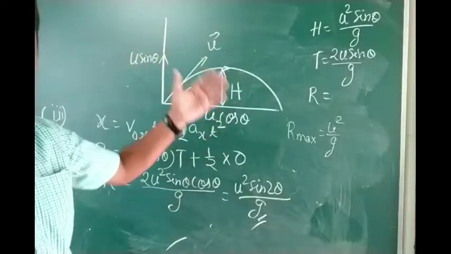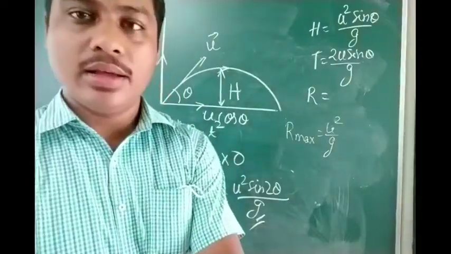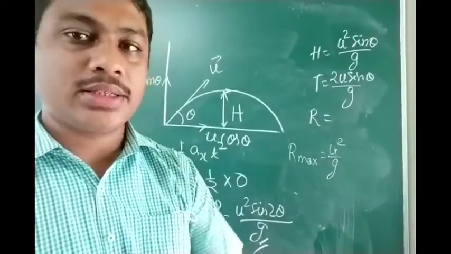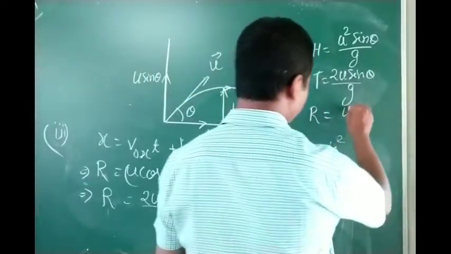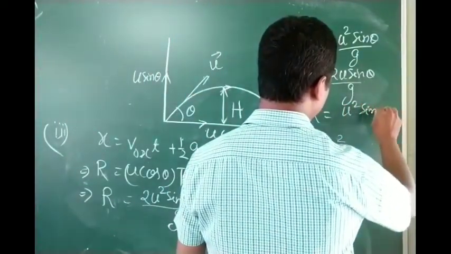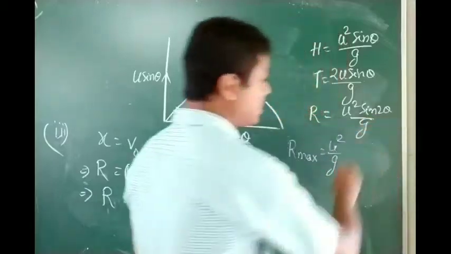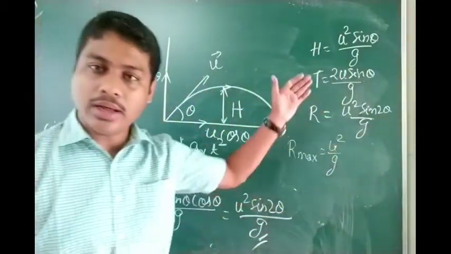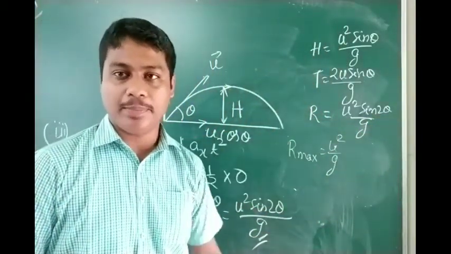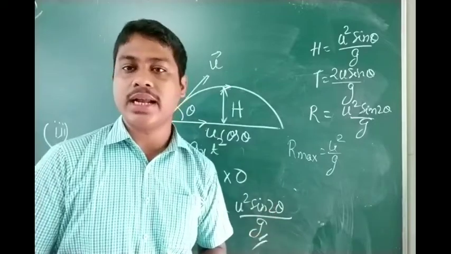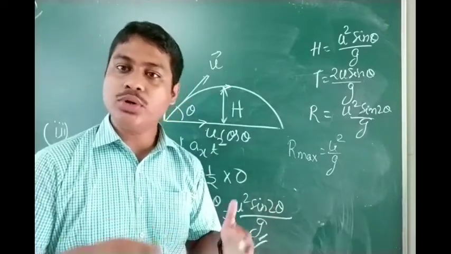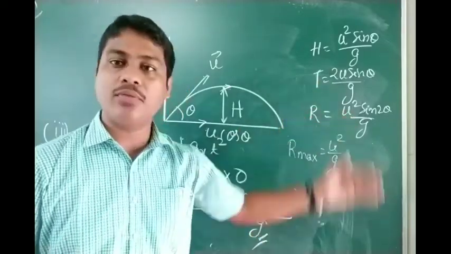So we have got all the three equations. So you can see the horizontal range, the time of flight, and now we have got u square sin twice theta by g. We have got the three equations related to the projectile. Now suppose if a third projectile comes, no need to do the derivation, you just have to remember the formula.